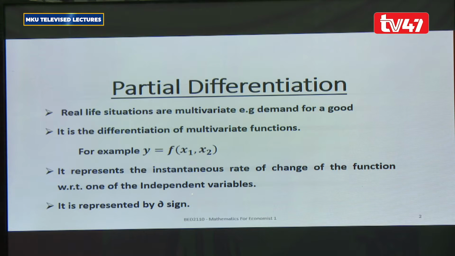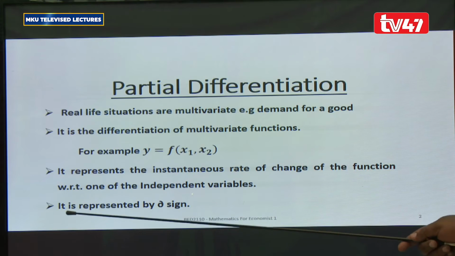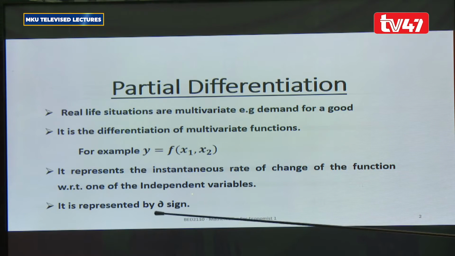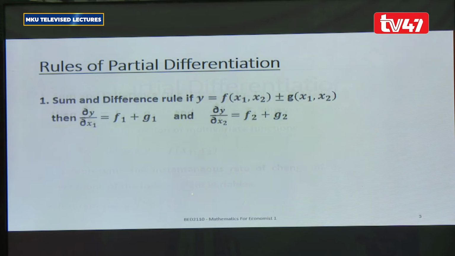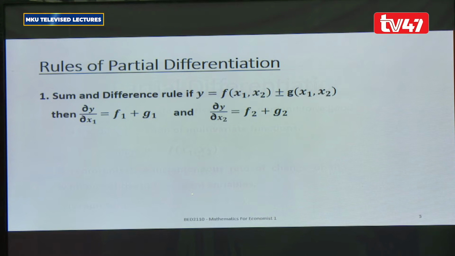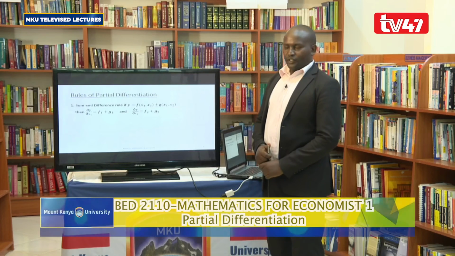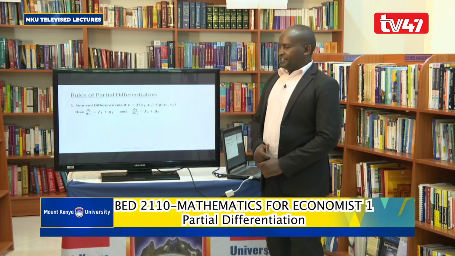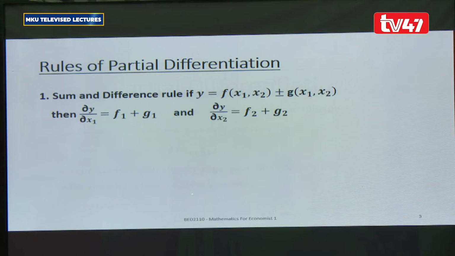Now, in mathematics, partial differentiation is represented by this sign here. We will use this sign to represent partial derivative. And this one we can compare with the other sign that we used when we were doing the normal differentiation for univariate function. Therefore, for partial derivative, we shall be using this sign. Now, we have rules for partial differentiation. The first rule is the sum and difference rule.